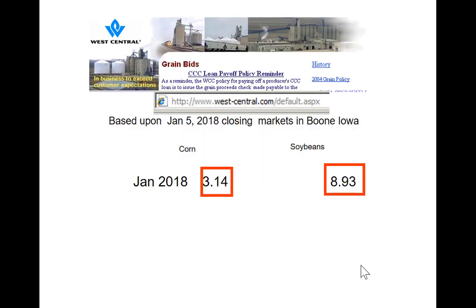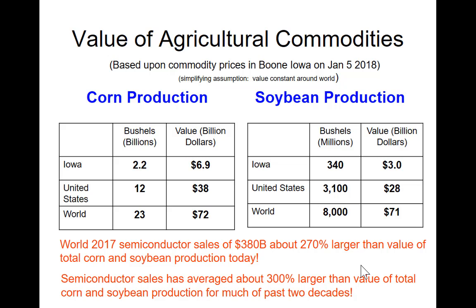If you looked at January 5th closing markets in Boone, Iowa, closest grain terminal to where we're sitting right now, corn was selling for $3.14 a bushel, and soybeans for $8.93 a bushel. So let's see what the value is of the commodities that feed the people in the world. Value of the corn in Iowa is about $7 billion. In the United States, it's about $38 billion. In the world, assuming the price is the same as it is here in Iowa, it's about $72 billion.